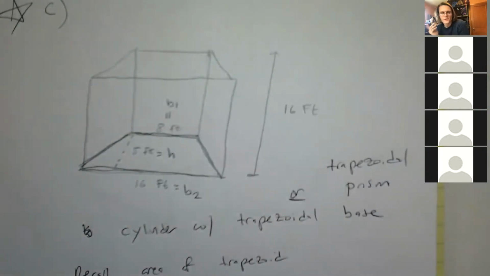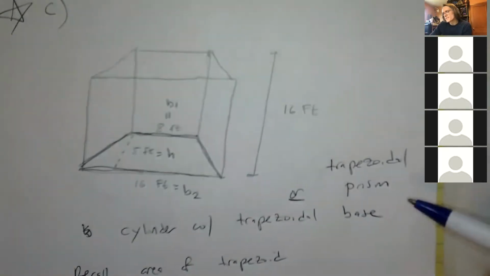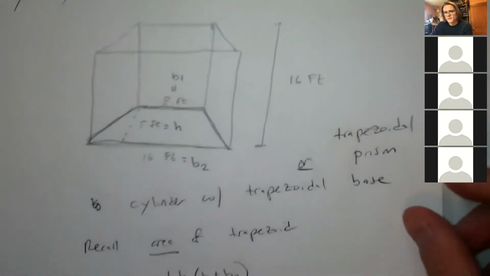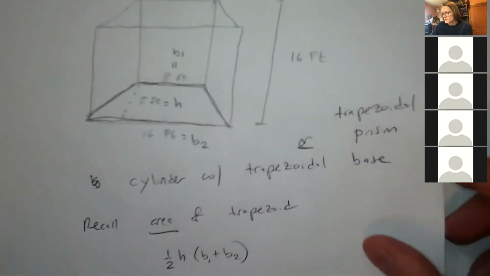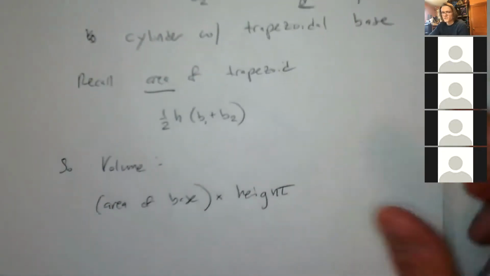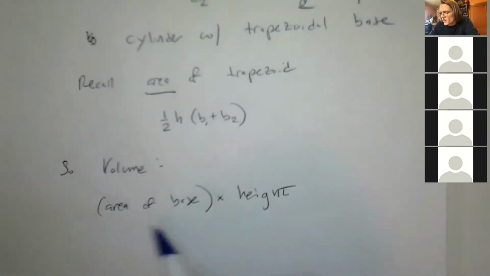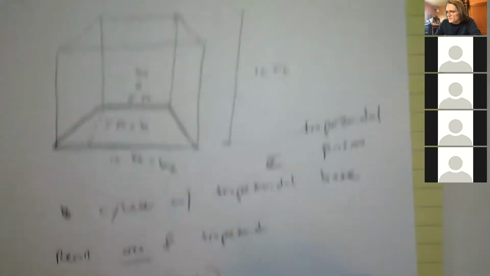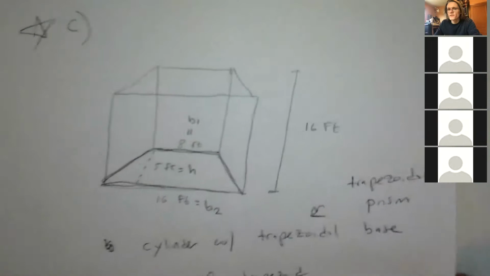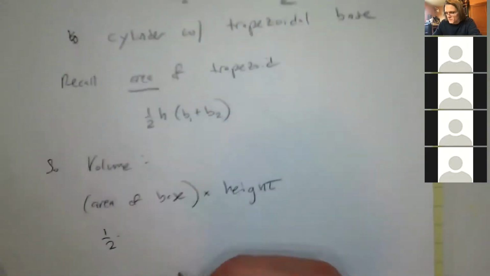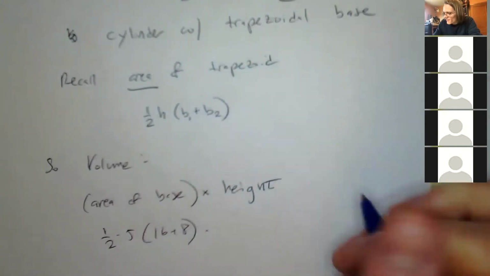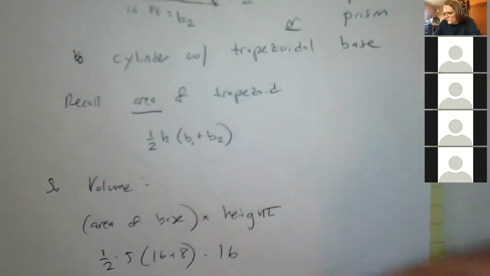In the same way, the rectangular prism has all the sides as rectangles. I guess it isn't strictly, but you can kind of think of it that way. Sorry about any confusion. But in general, for that idea, it's just the area of the base times the height. So 1/2 h, I said in this case, was 5. Let me just finish this, and then I'll draw another picture before class ends. 5 times 16 plus 8, and then times the height, which is 16 as well, right?